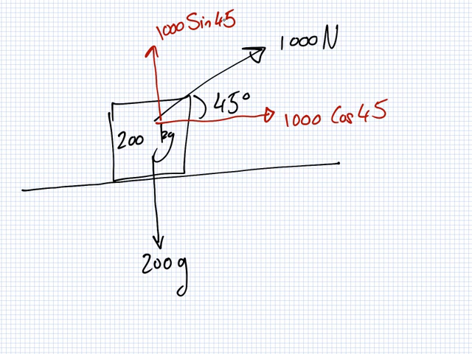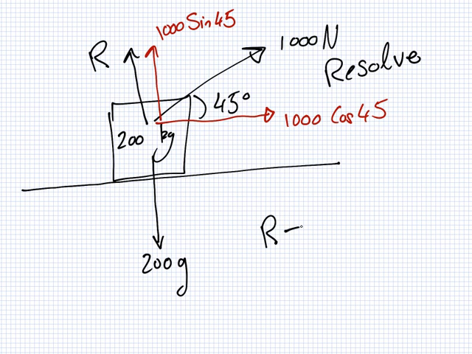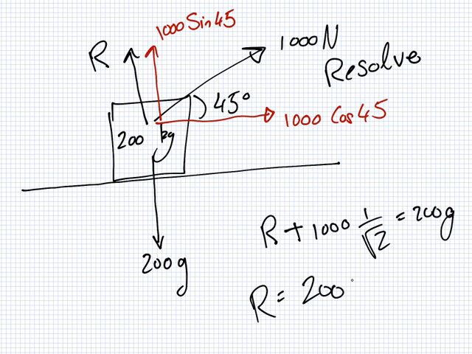Resolve. Yes, Jerry, resolve. Okay. And we also have a reaction force present still as well. So what can we say this time now? This time we say R plus sine 45 equals 200g. So R will be 200 times 9.81 minus 1000 over root 2. Tell me what that is, please.